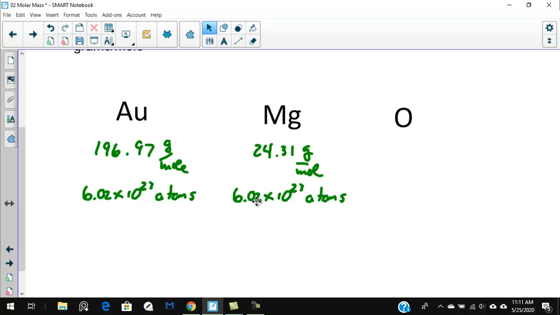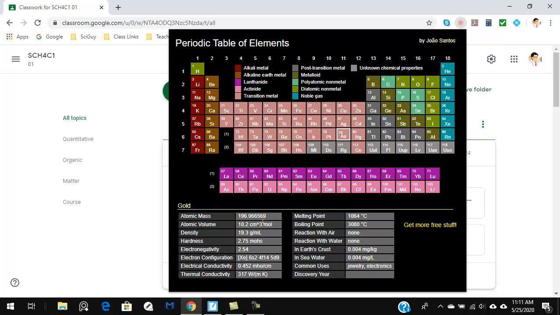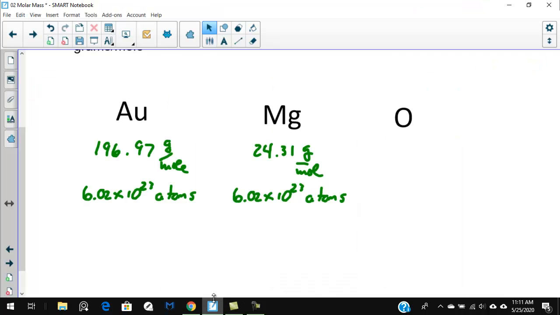So they're the same number of particles, but they have different masses because those particles are different sizes, of course, right? Gold is an atom that has, let's just go back, take a look at it quickly here. Gold is an atom here, you can see it, number 79, so it has 79 protons, it has 79 electrons, it has close to 80 neutrons. It's a much bigger atom, so if you have a mole of those, they're going to weigh much more than a mole of magnesium, which only has 12 protons and 12 electrons and 12 neutrons.